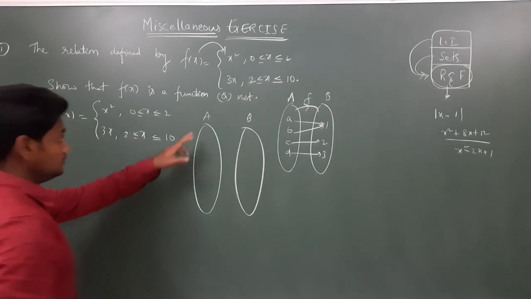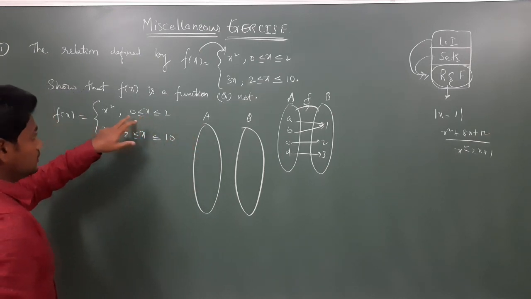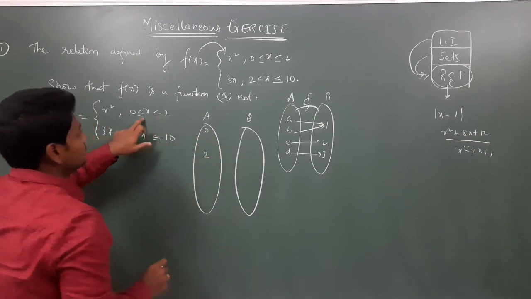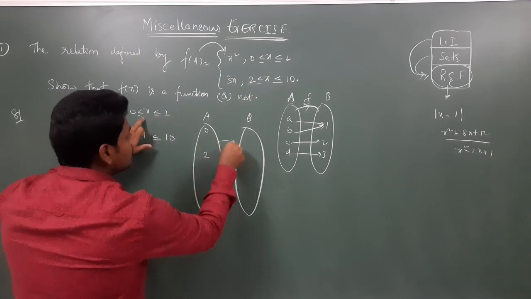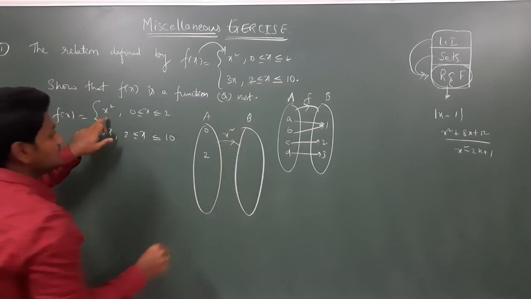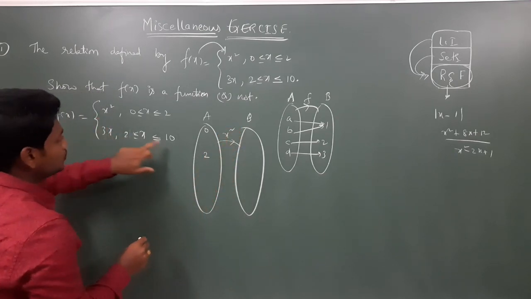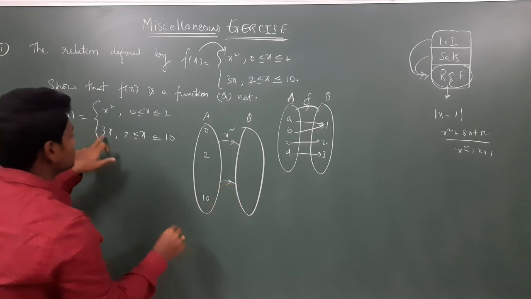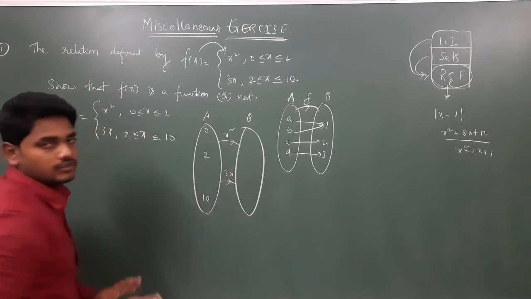Domain values are nothing but x values, so nothing but 0 to 2. For 0 to 2, what is the function? The function is x square. From 2 to 10, again, what is the function? The function is 3x, for suppose.